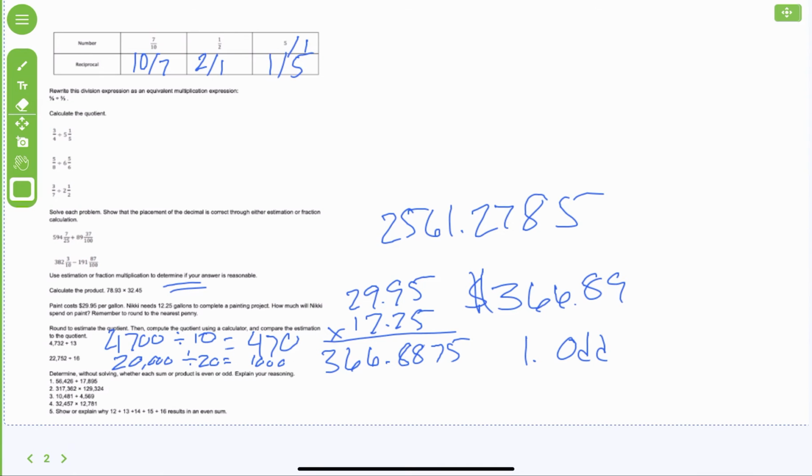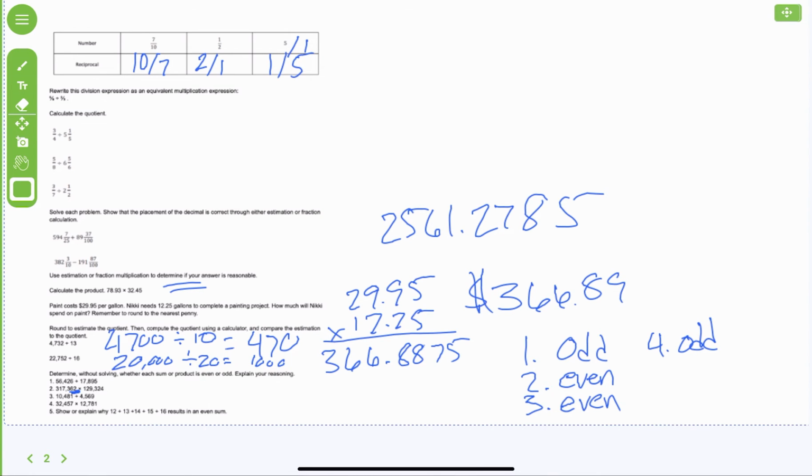Now, if I multiply an even number and an even number, what do I get? I'm going to get an even number. Number 3, if I add an odd and an odd, I get an even. Number 4, if I multiply an odd and an odd, I get an odd. 1 times 7 is 7, which is odd.